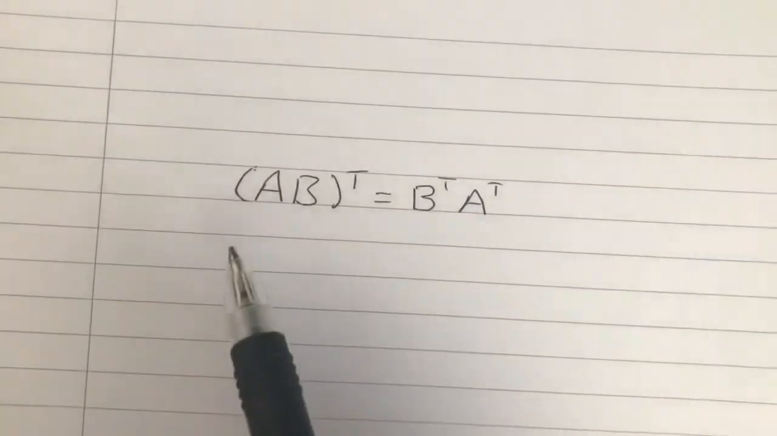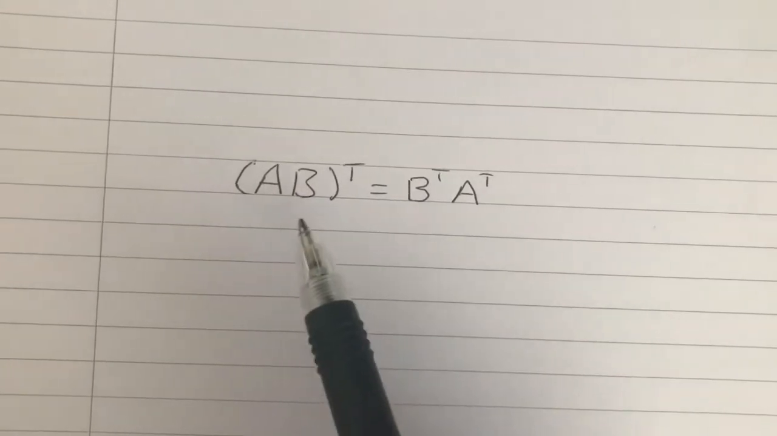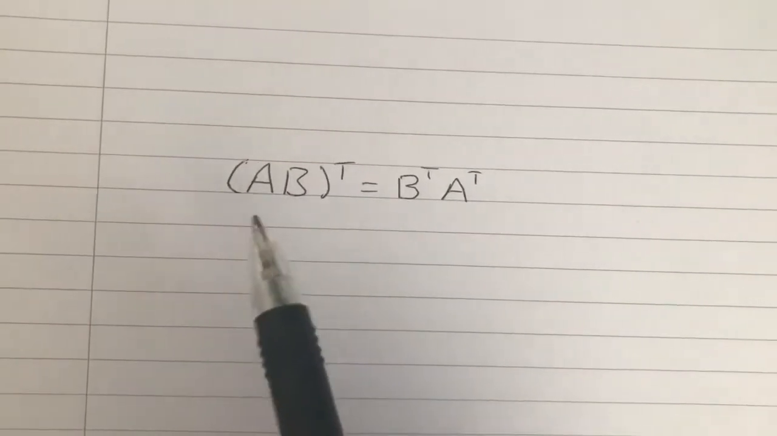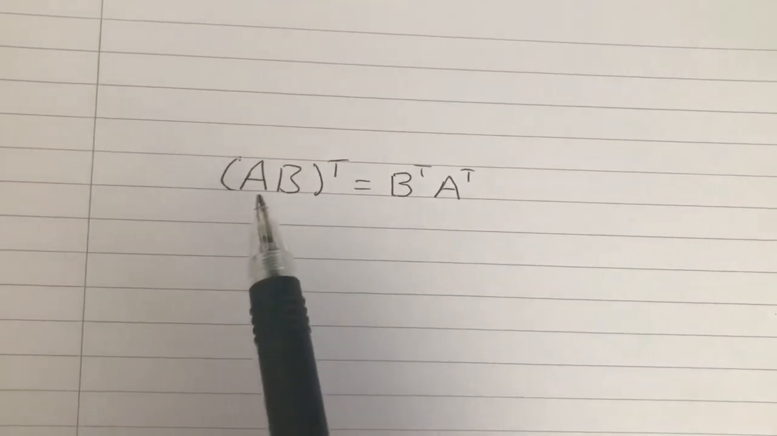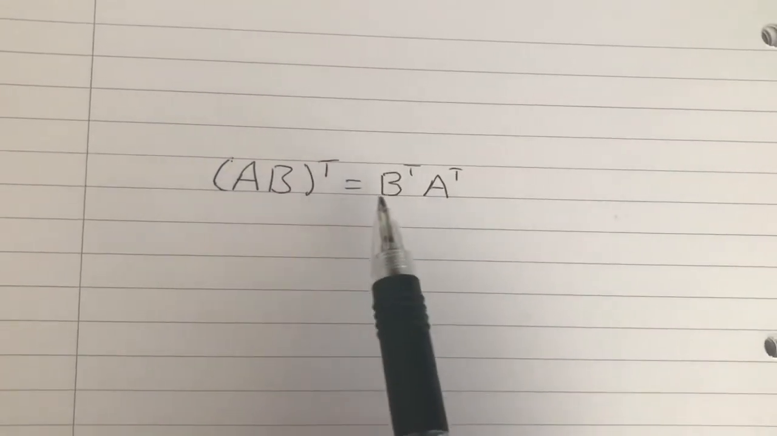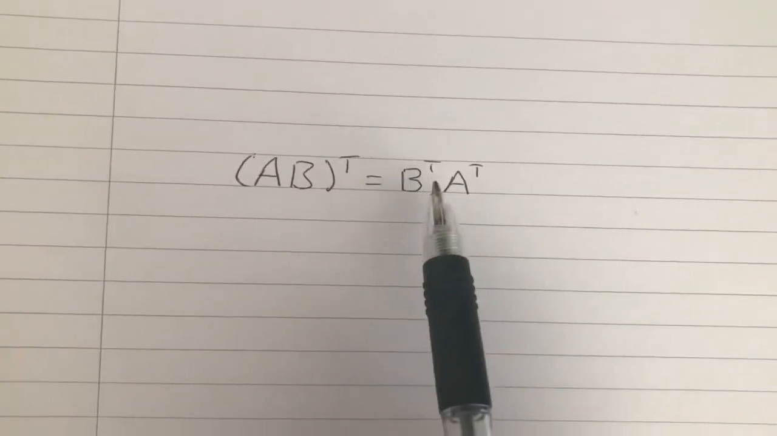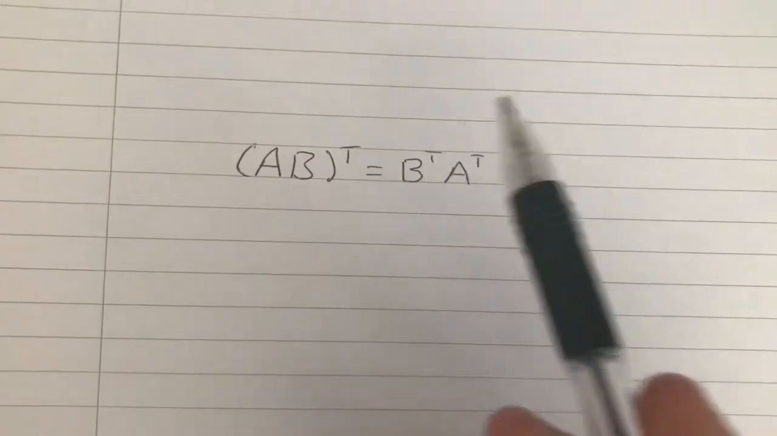So here we have the same result that's in the thumbnail, and this is the result we're trying to prove. Again, we're going to prove it in the 2x2 case. So we're trying to prove that matrices A and B, if we multiply them together and then take the transpose, this is equal to the transposes multiplied together, but we have to swap the order. So B transpose multiplied by A transpose.